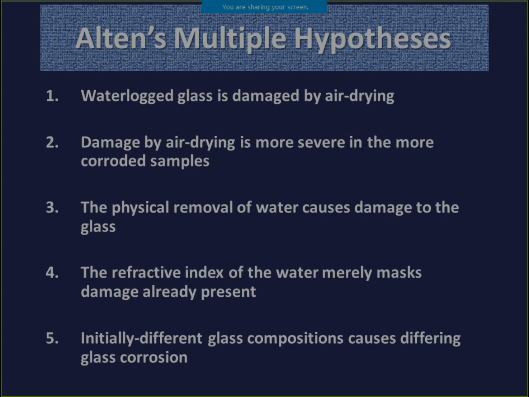And fifth, she hypothesized that maybe initially different glass compositions were causing differing glass corrosion. And the rationale is that the different compositions may behave differently on water removal, and so will have different initial corrosion appearances. She then went on to present tests for each of these hypotheses, and she again gave good rationale for why those tests were good to address these specific hypotheses. So I invite you to go and look at that paper, and it's in the list of references up on the NCPTT website.